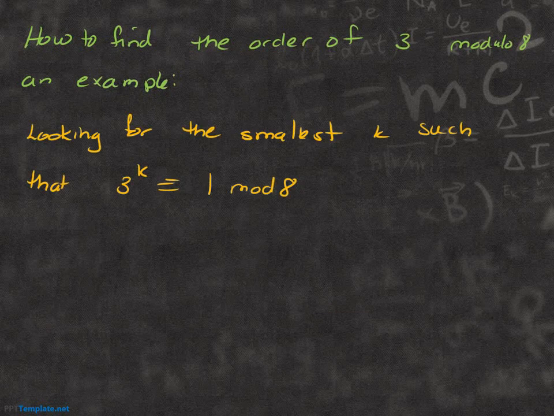How do you find an order? Well, you're looking for the smallest k such that 3 to the k is 1 mod 8. No, in this one it's multiplication. So when they do this in the modern algebra class, they can switch this to be multiplication, right? But all these properties have to hold.